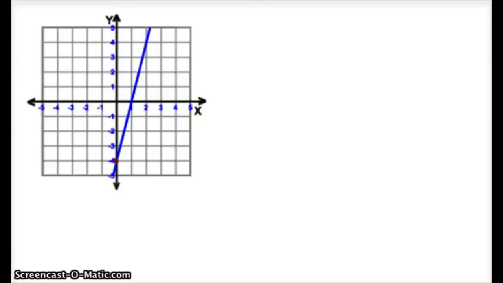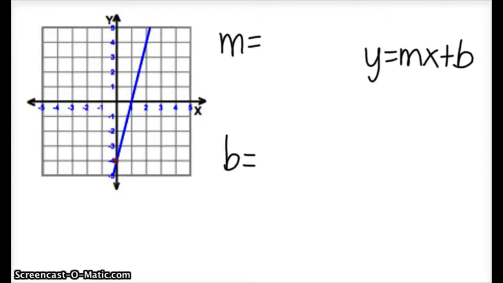One last one: slope, y-intercept, y equals mx plus b. My y-intercept is at negative 4. It's the red dot. It's also where the line crosses the y-axis.